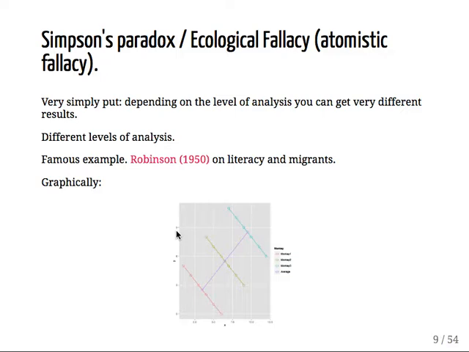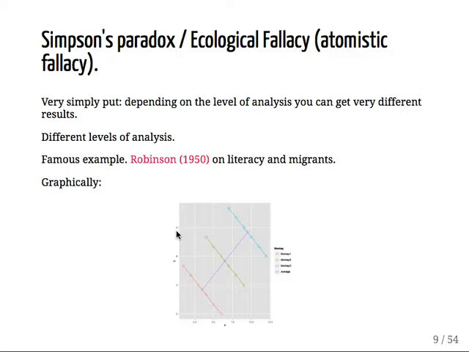If you were to draw the inference from that aggregate data, you would say, look, there's a positive association between literacy and the number of migrants, so therefore, migrants must be more literate. But that's not the case. At the individual level, the relationship might be entirely reversed. And this is a complex statistical phenomenon known as the ecological fallacy, or the opposite of it is the atomistic fallacy.